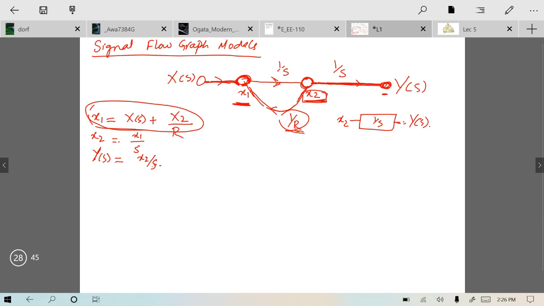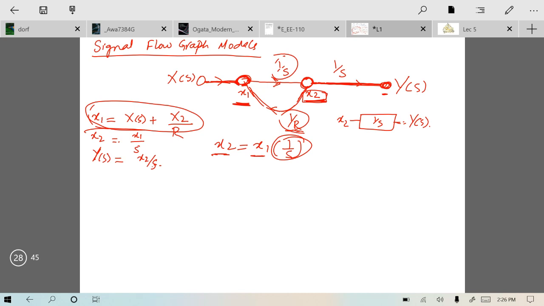The relationship between each variable is written next to an arrow. So if we ask how x2 and x1 are related, we can say that x2 is equal to x1 into 1 over s. So x2 and x1 are related by this factor, and this factor is the relationship between x2 and x1, and it is written next to the arrow.